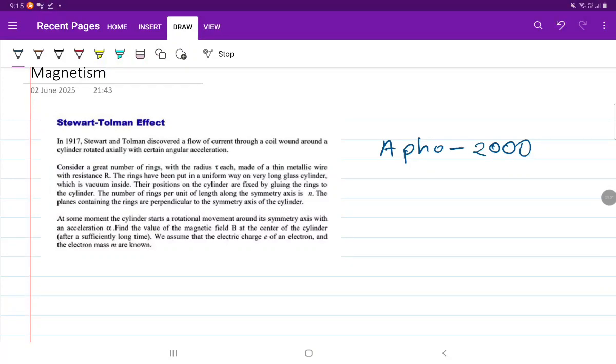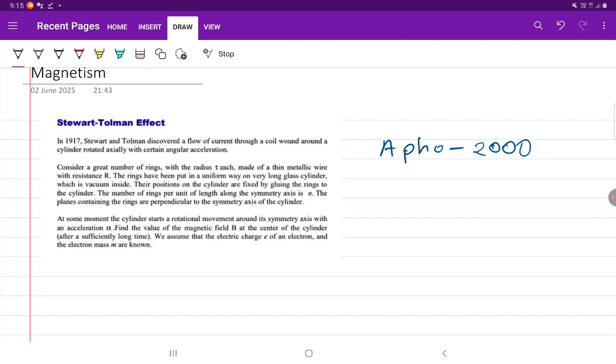Hello everyone, welcome to Big Boy Physics, and in this video I'll be covering a problem from the topic of electromagnetism. This problem is taken from APHO 2000. That is the third problem, right? And the name of the problem is the Stewart-Tolman effect.